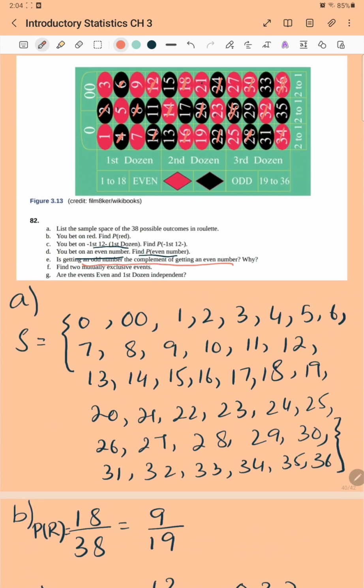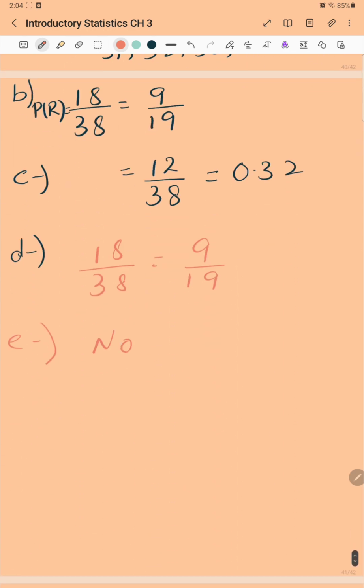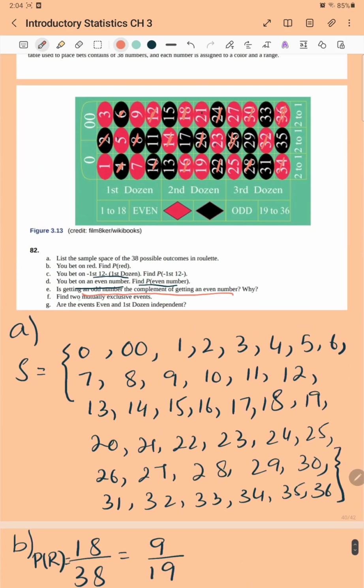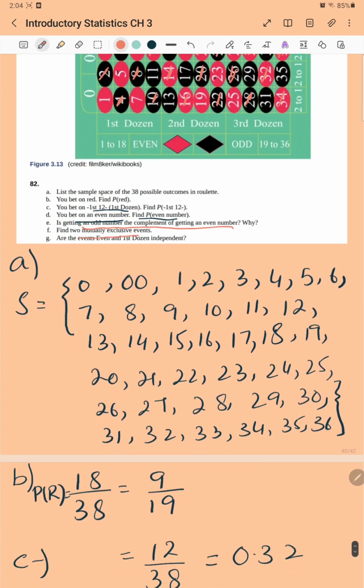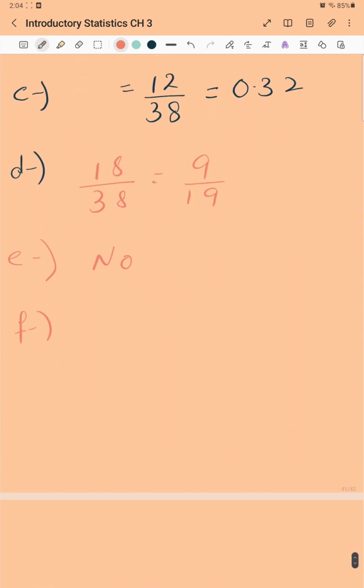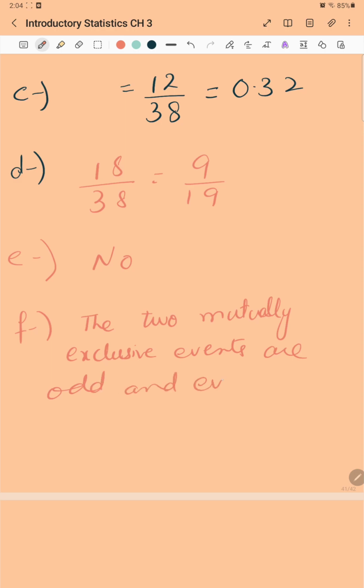Is getting an odd number the complement of getting an even number? No. Find two mutually exclusive events. The two events which are mutually exclusive means if we take their AND, A AND B, the answer will be 0. So which two events are such that if we take their AND, the answer is 0? So the two mutually exclusive events are odd and even numbers.